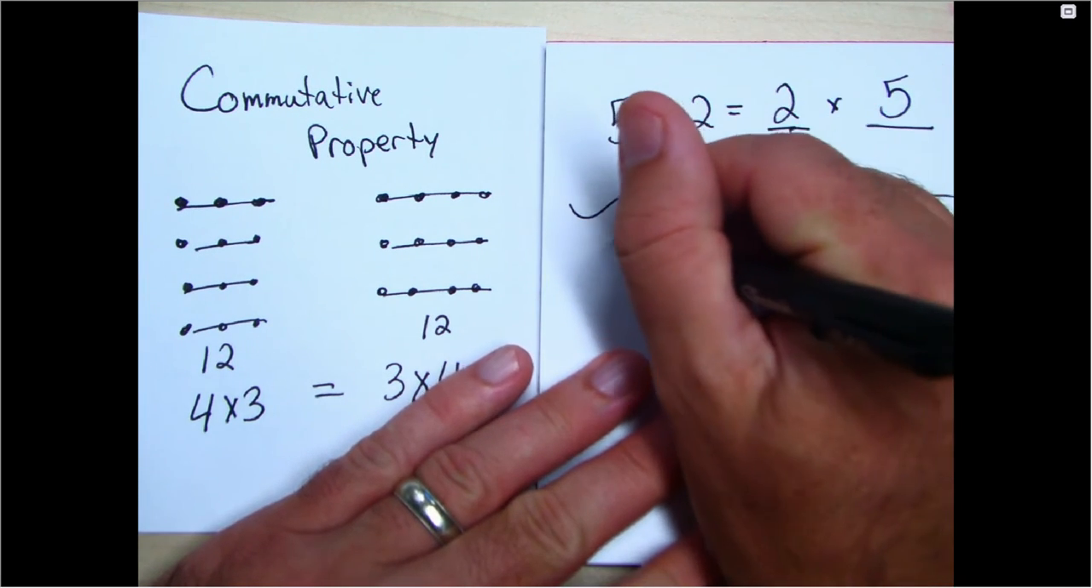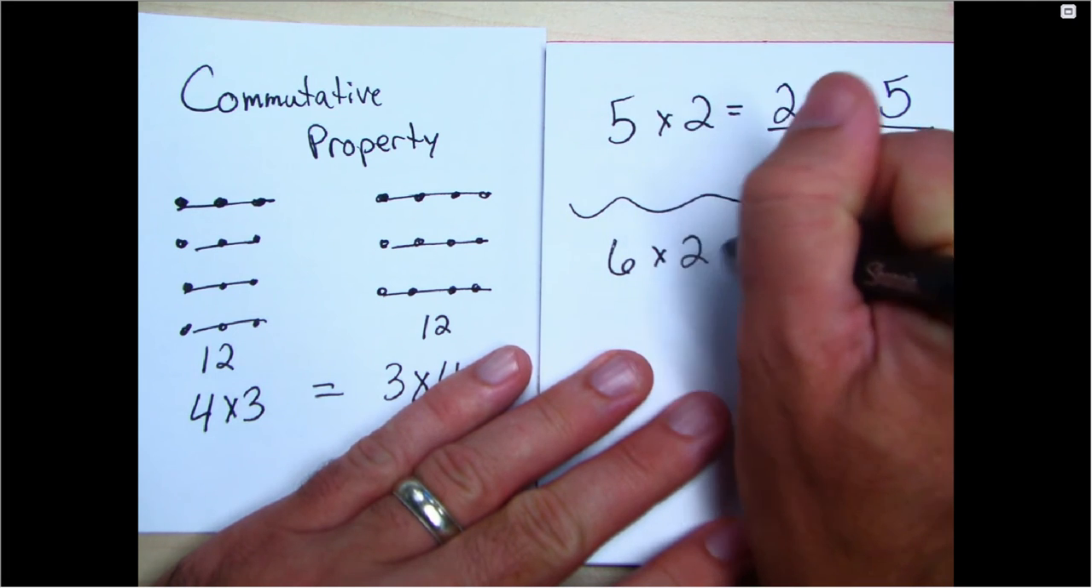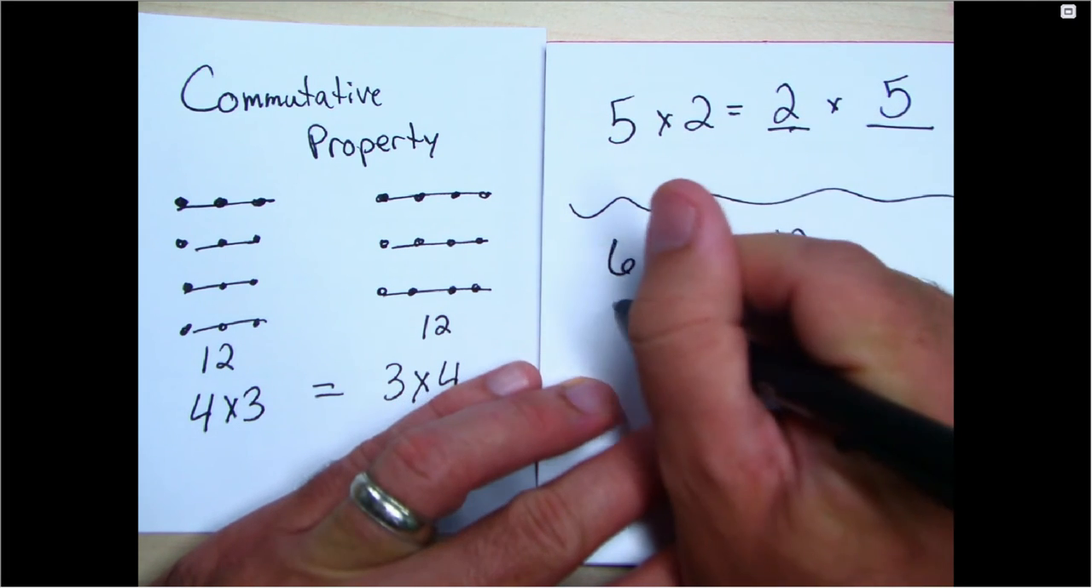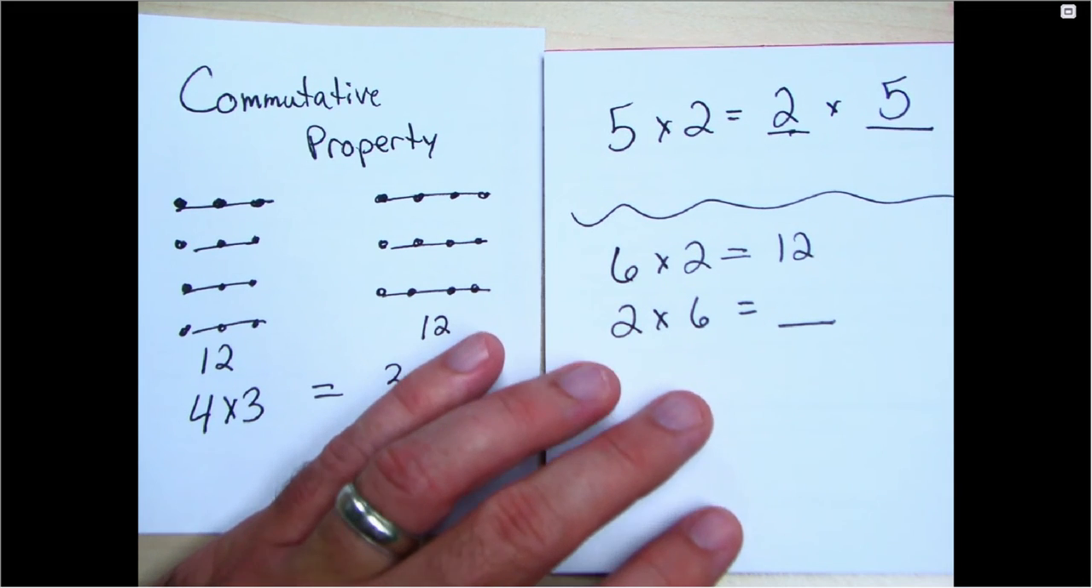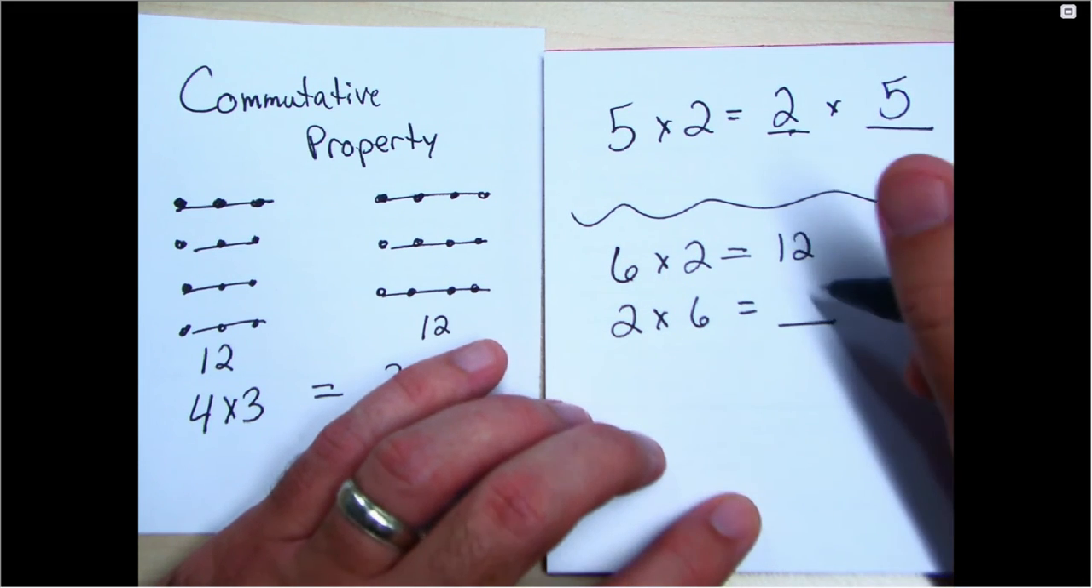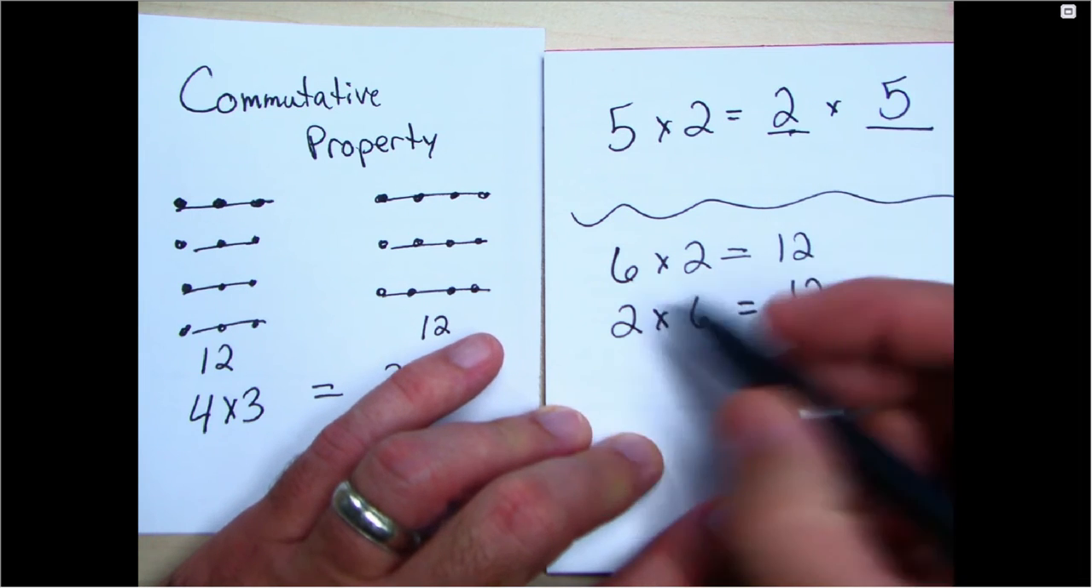I could also have a problem where, let's say I have 6 times 2 equals 12, and they might say, well, if that's true, then what is the answer to this problem? And we know enough now that we can say, oh, that's also 12.